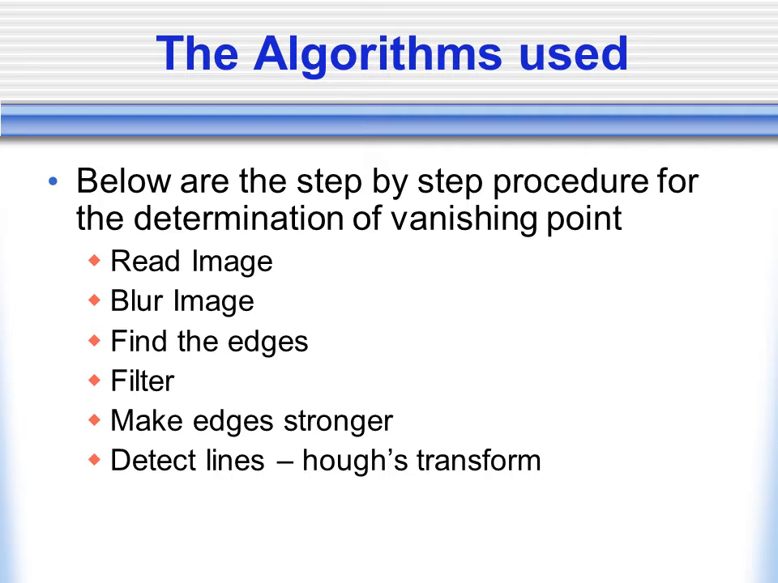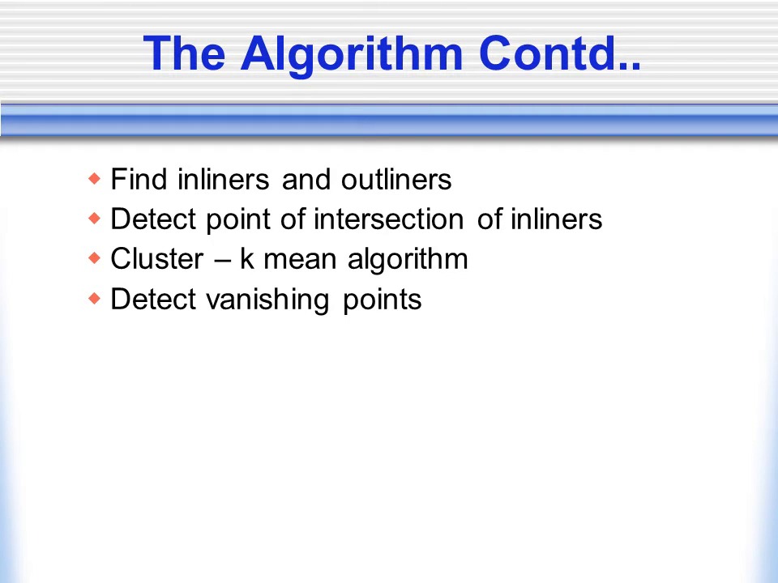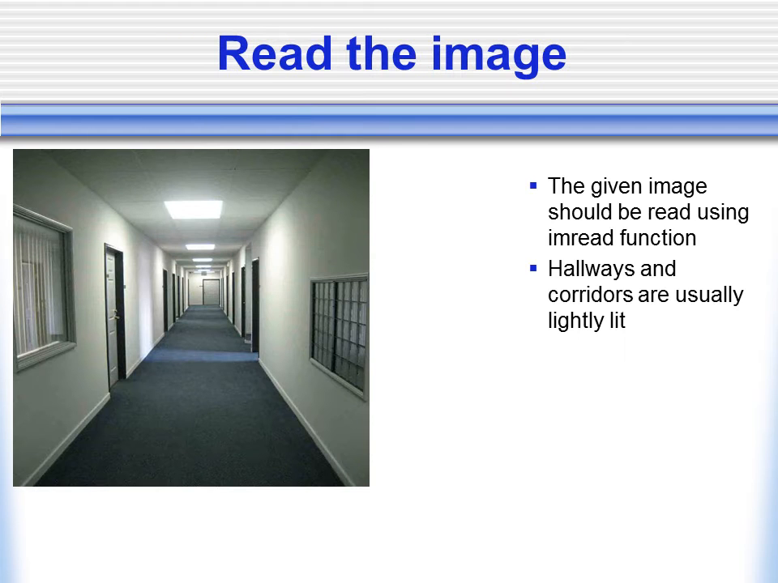The algorithm used consists of the following steps. I first read the image, I then blur it, and then find the edges in the image. I filter out and make the edges stronger, and Hough transform is used to detect the lines. I find the inliers and outliers, detect the points of intersection of the inliers, cluster them, and the clustered final point is the vanishing point.